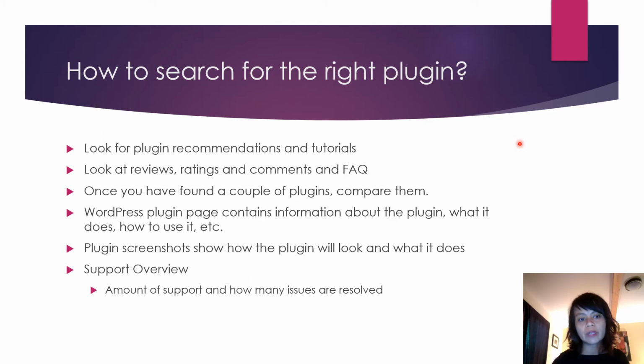All right, so before you install and activate, you need to search for the right plugin. Look for plugin recommendations and tutorials when you're searching. Look at what people recommend. Watch the tutorials. What do they recommend? Is it easy to install? Is it easy to use? Have a little sneak preview at it before you go ahead and install it. You can look at reviews that people have left, what they have rated it, the comments, and the FAQ. Do they answer questions that you're looking for? Once you have found a few plugins, compare them. You can also go to the WordPress plugin page that contains information about that plugin, like what it does and how to use it.